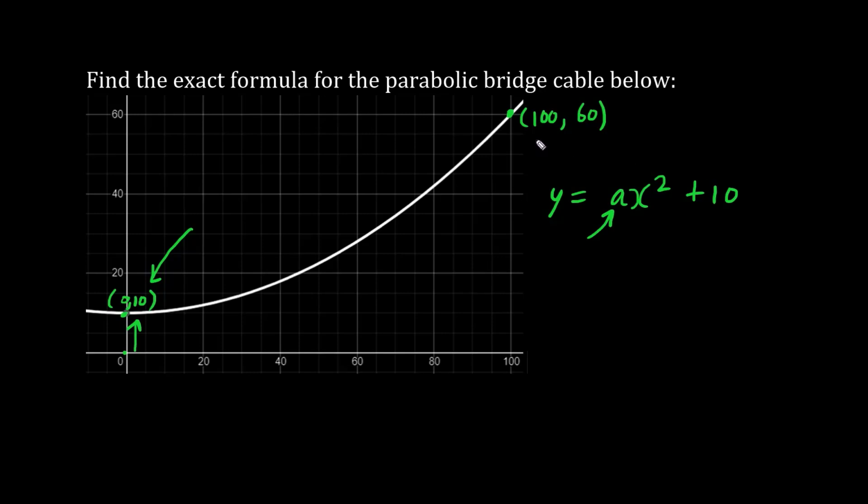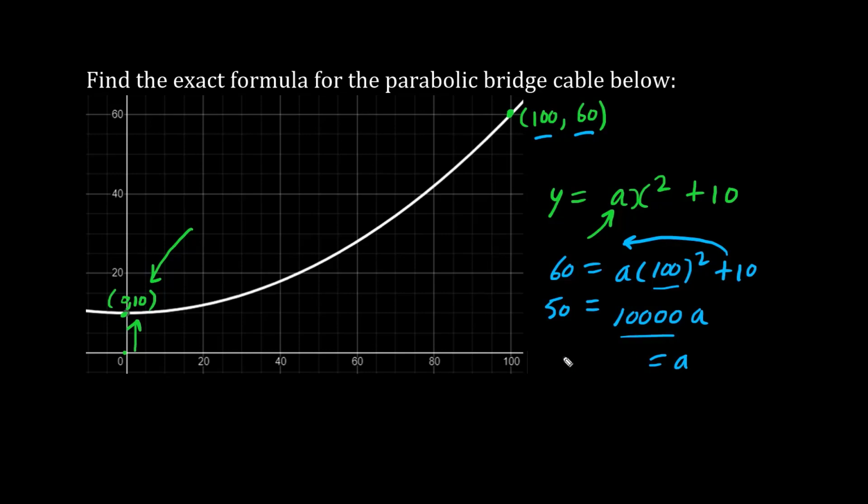Let's now substitute the x and y values, 100, 60. We have 60 equals a times 100 squared plus 10. 100 times 100 is a large number. It has 4 zeros. And 60 minus 10 is 50.